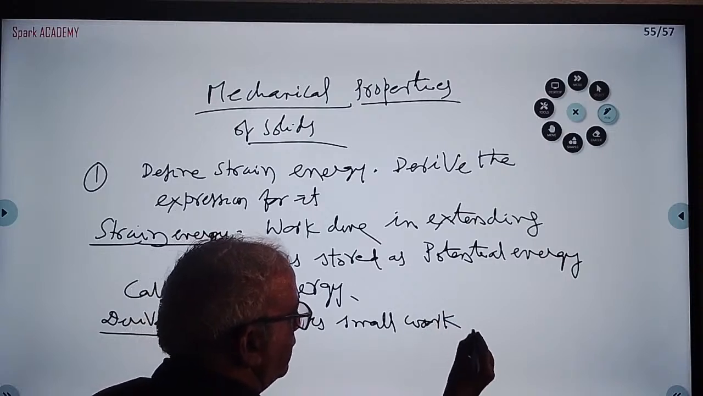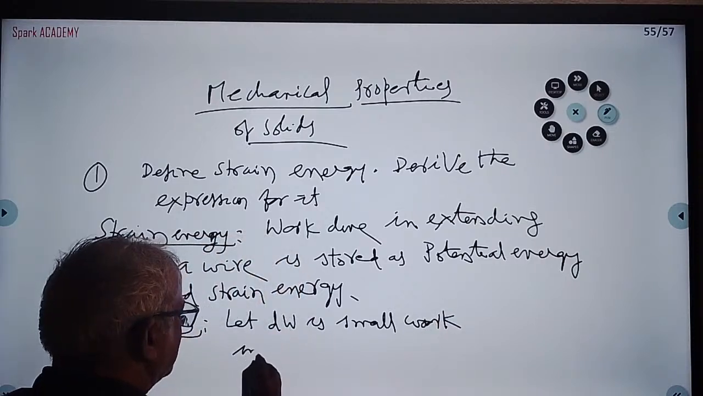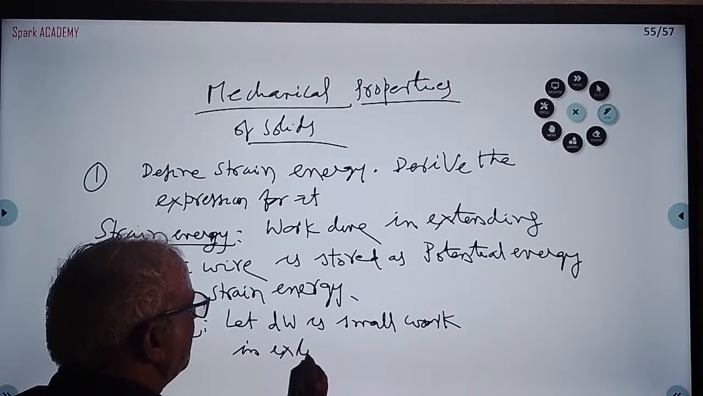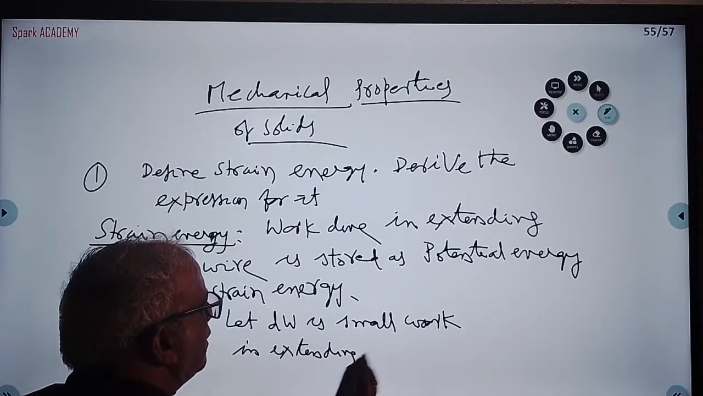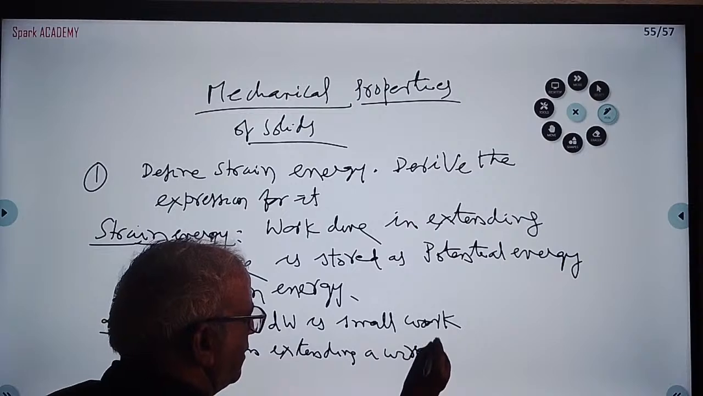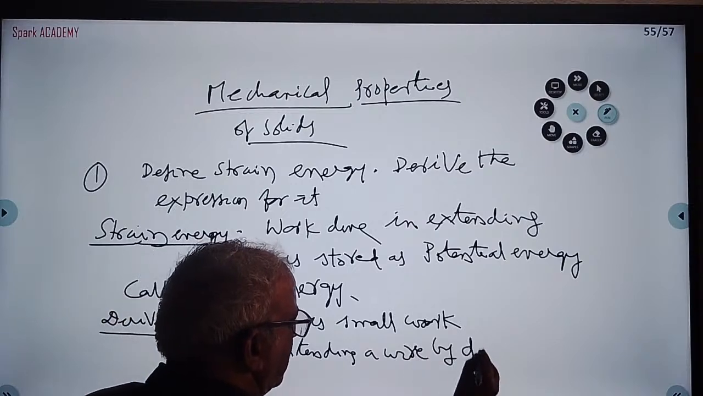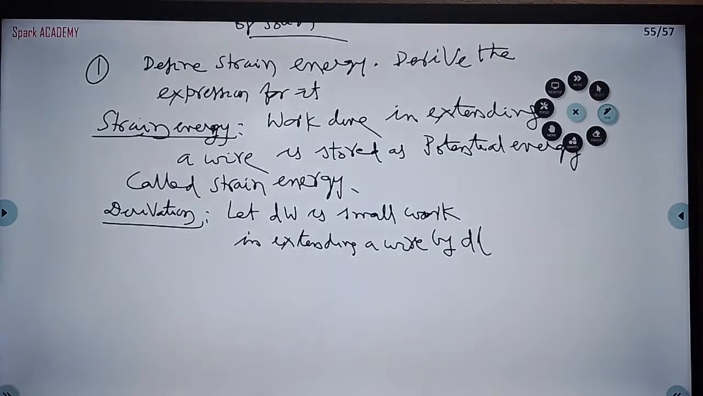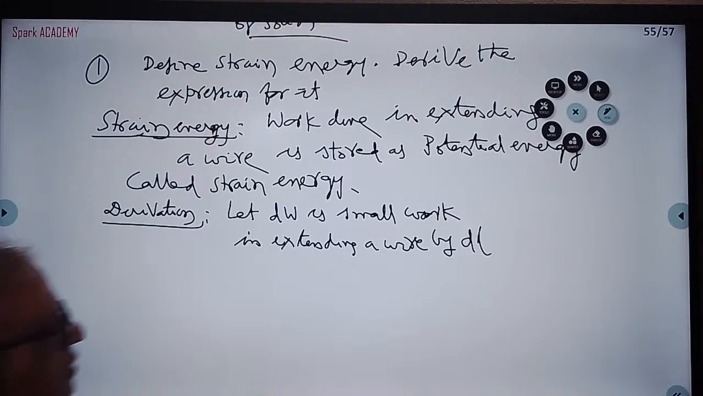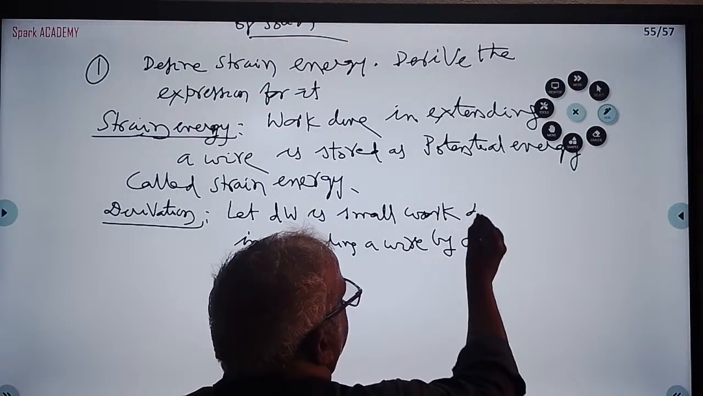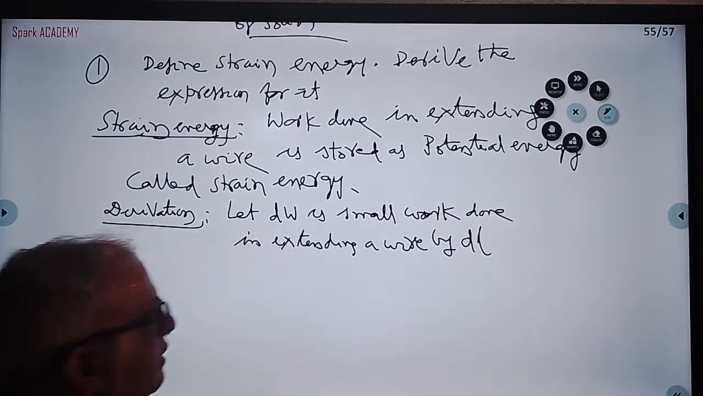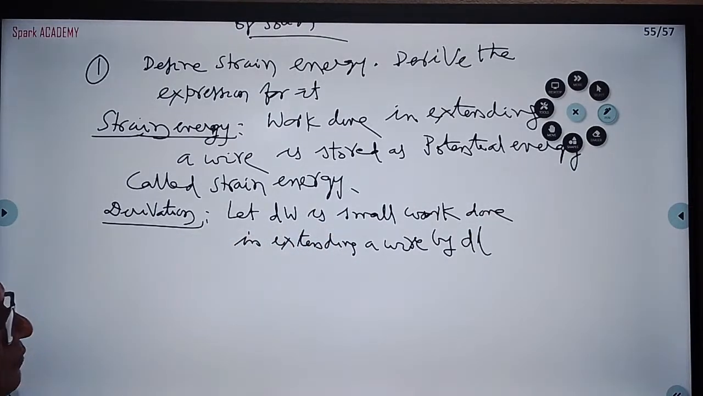dW is the small work done in extending a wire by dl. dl is a small extension.